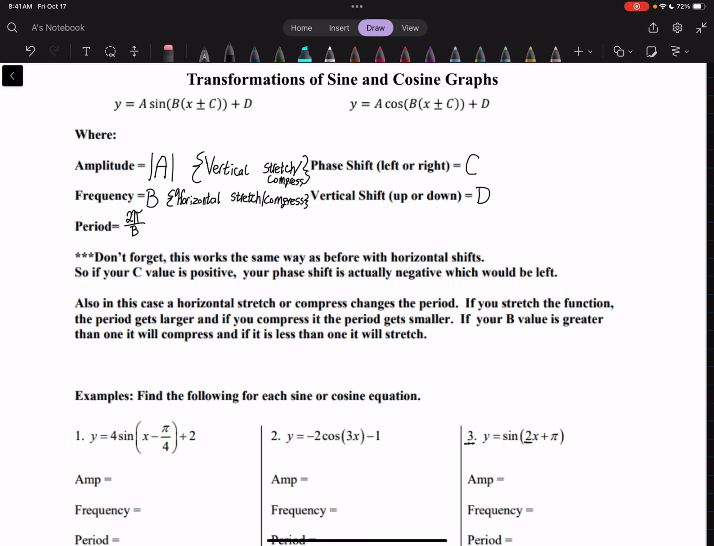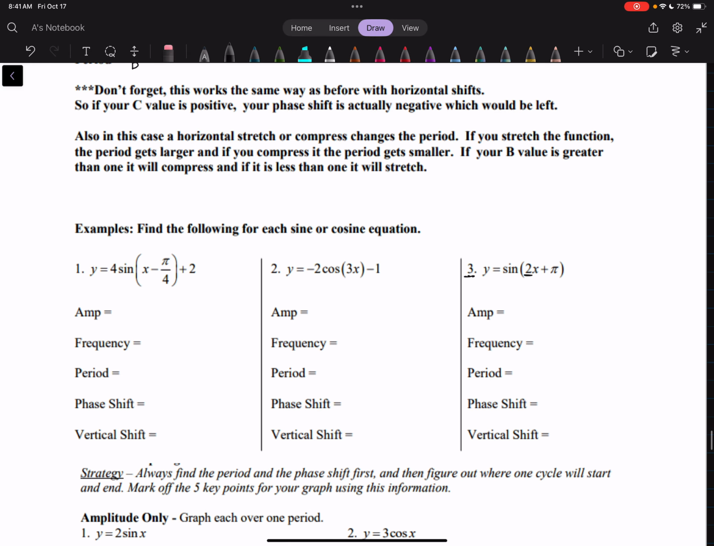Good day. Today we're looking at transformations of your sine and cosine graphs. I've given you the equations at top where your amplitude is A, your frequency is B, phase shift is C, vertical shift is D, and your period is found by taking 2 pi and dividing by the frequency B. Okay, you can read that.